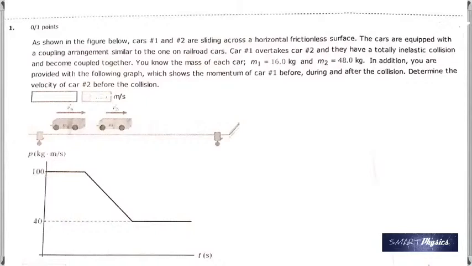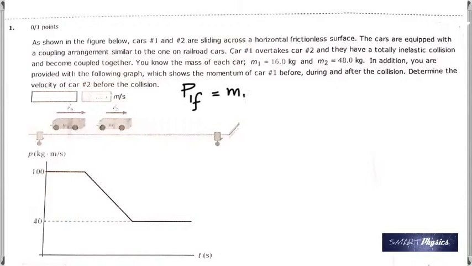Now, this question talks about two cars sliding across a horizontal frictionless surface, and their masses are given, and you can see that the momentum of one of them is 100 before, and after collision it's 40. So that's the momentum before and that's the momentum after for one of them. And you're asked to find the velocity of car number 2 before the collision.